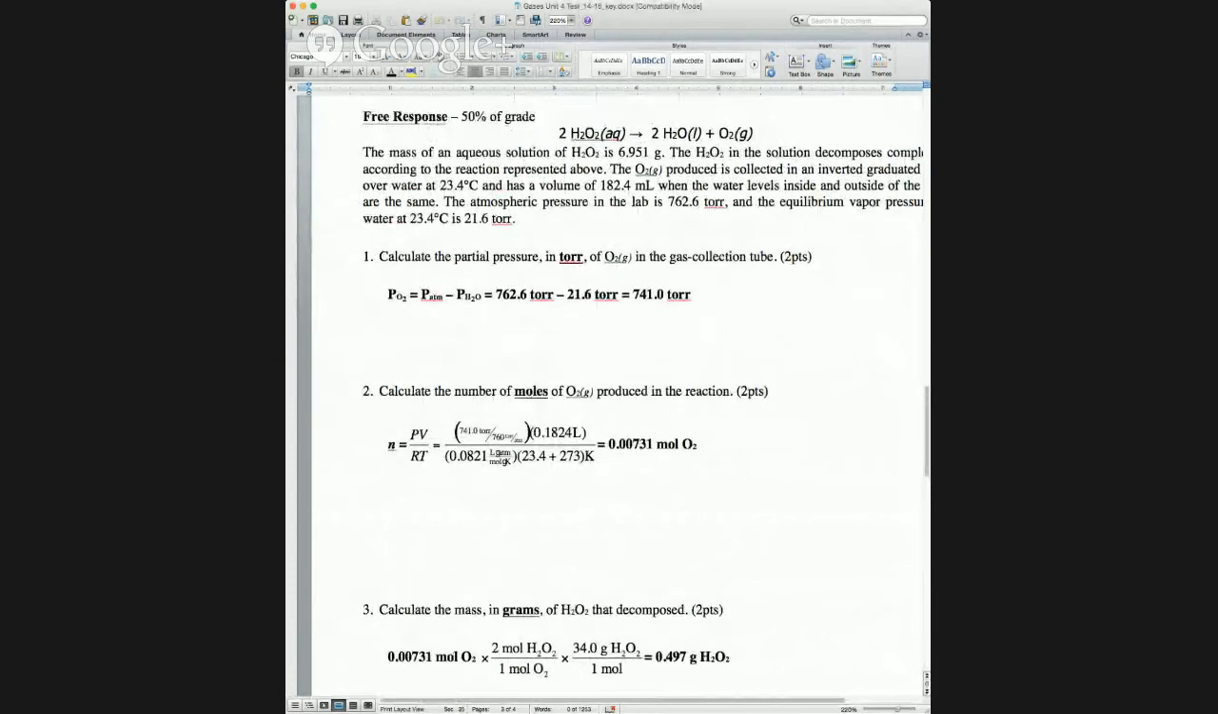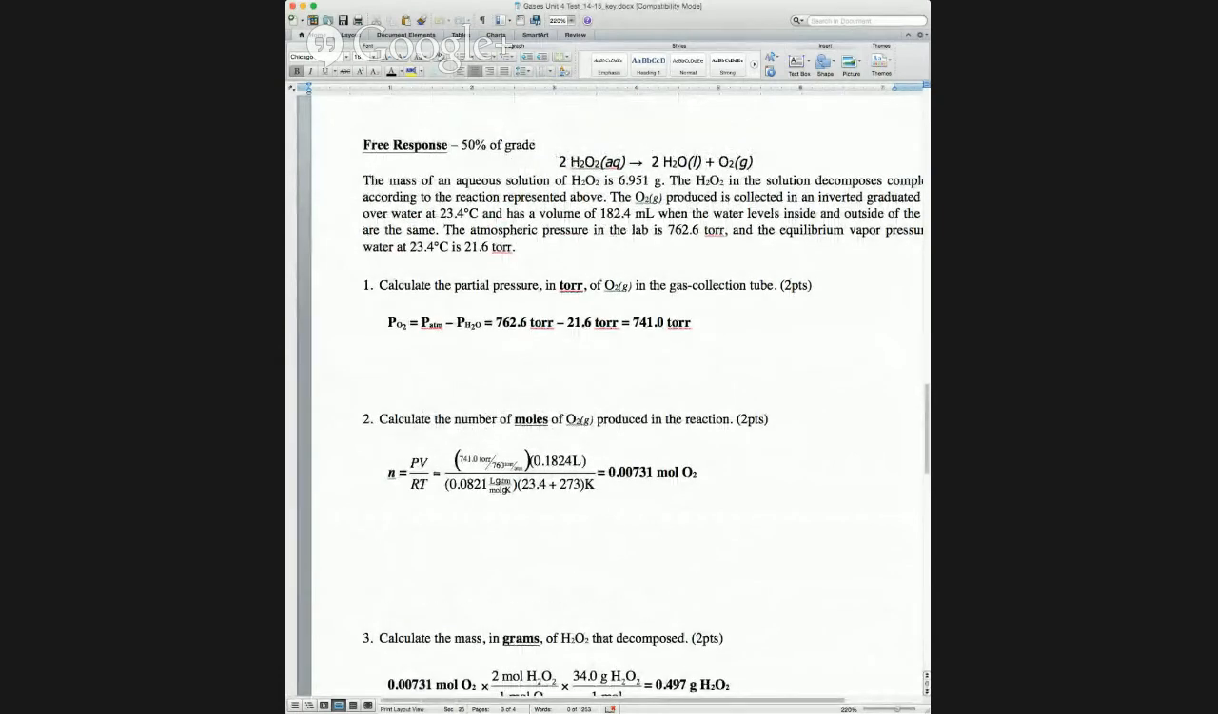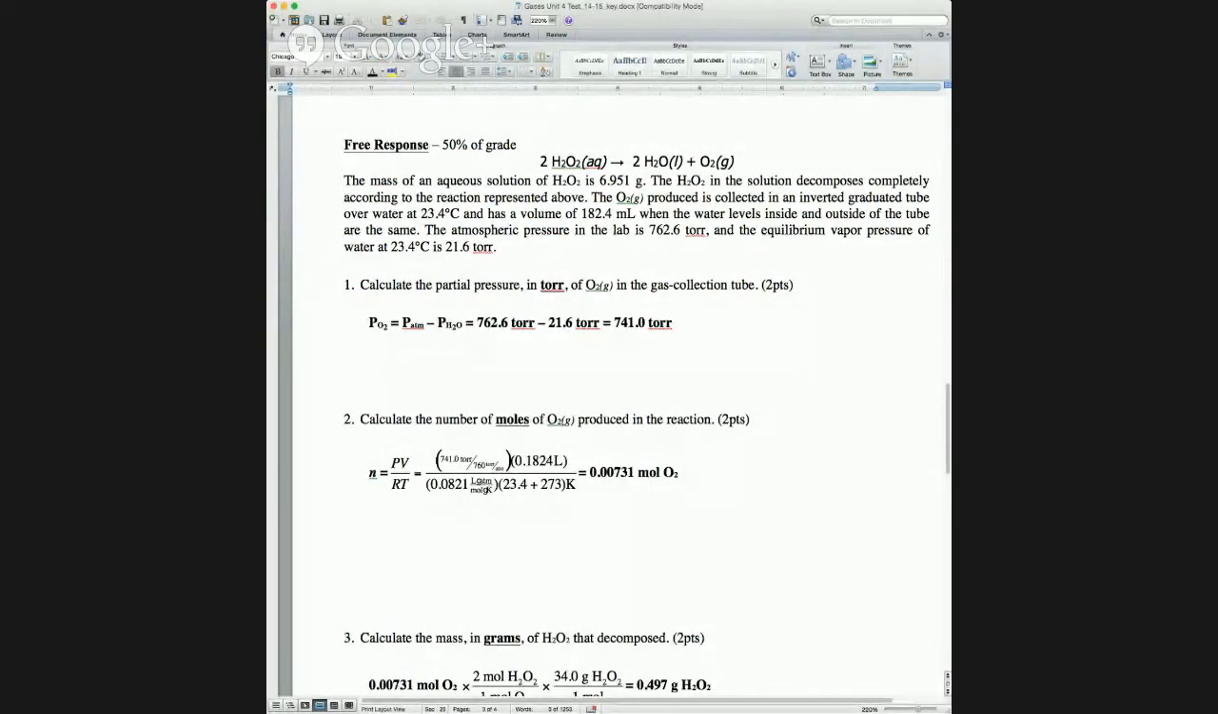So you are collecting O2 gas over water. And whenever you're doing it over water, you're using Dalton's law. So the free response is going to be exactly the same on the retake test, meaning that you're going to have to go through a lot of the same steps. Very similar to the lab.